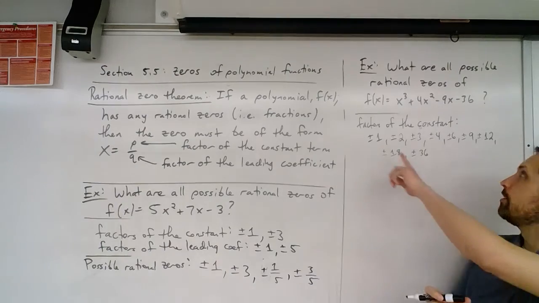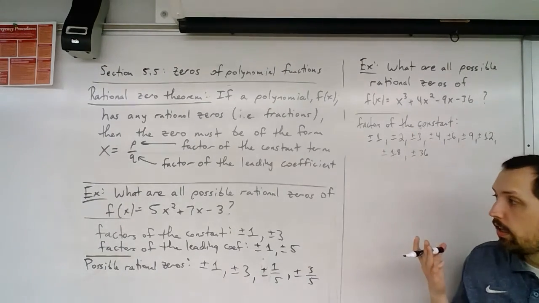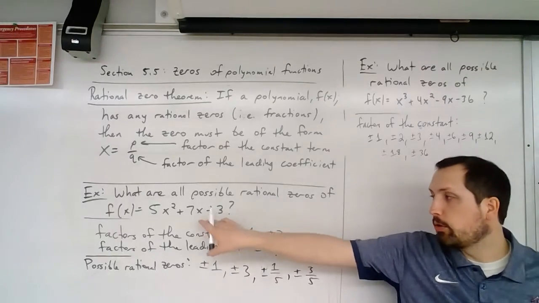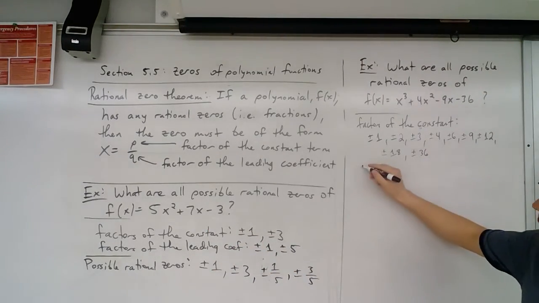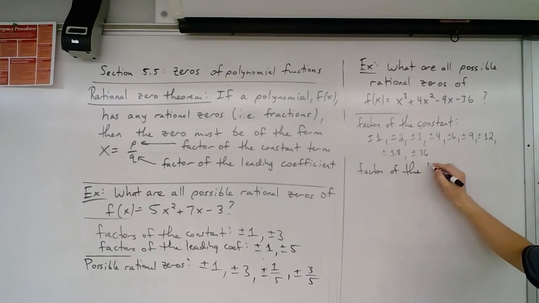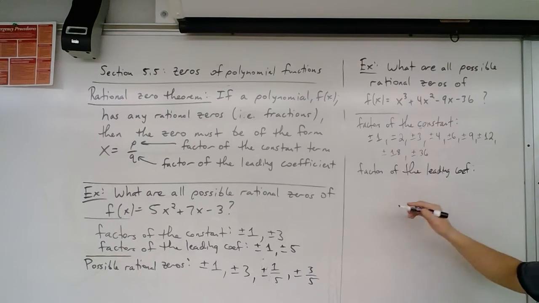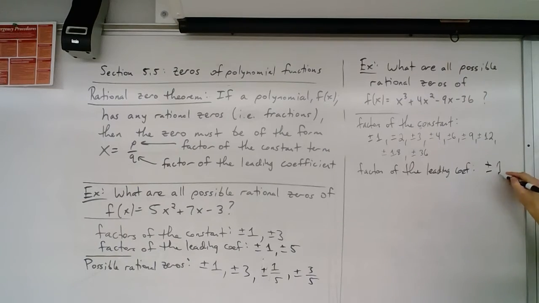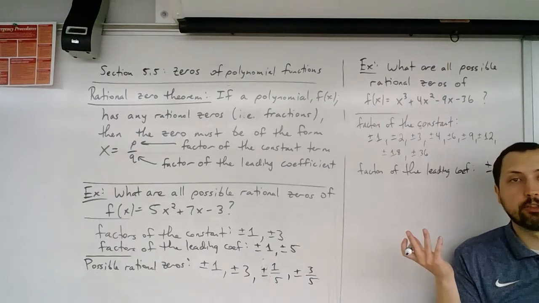So the factors of our constant, there's a whole lot of them, right? So now we look at the factors of the leading coefficient. If we look at our leading coefficient, which is 1 in this case, the only factors of 1 are plus or minus 1. So that's it, just simply plus or minus 1.